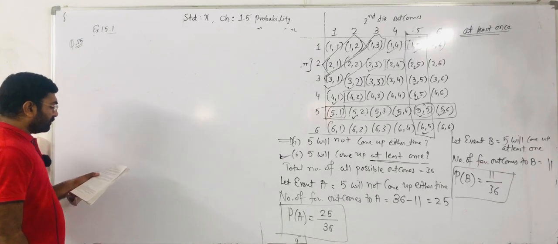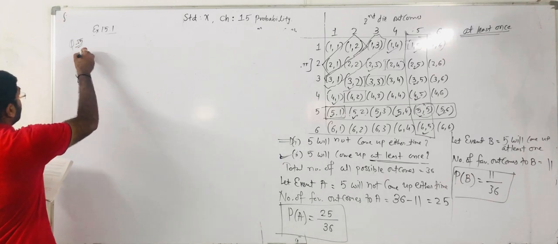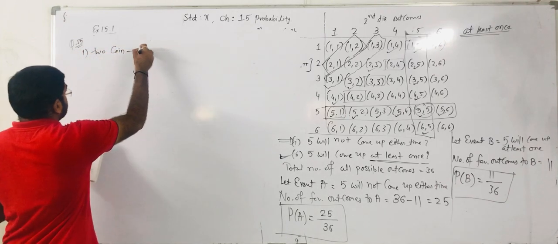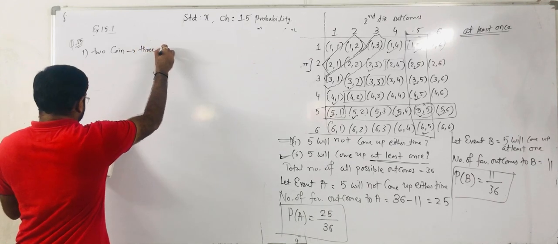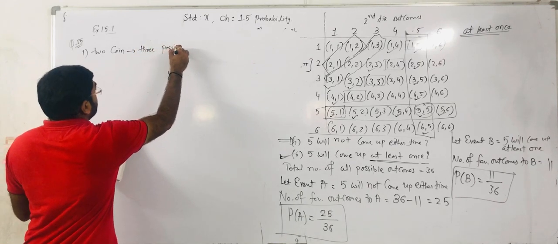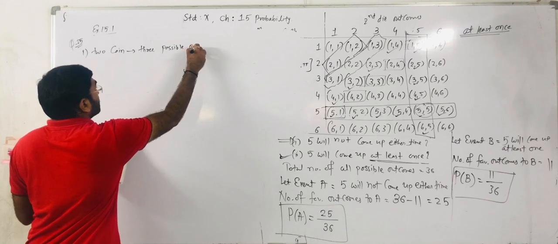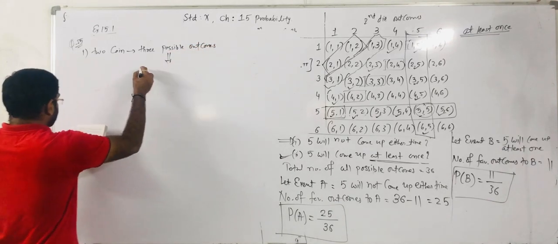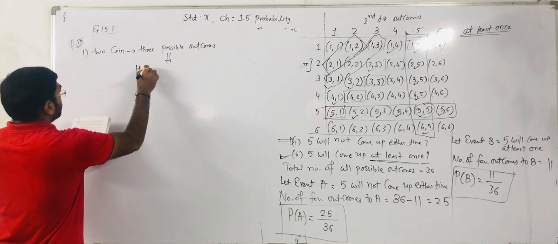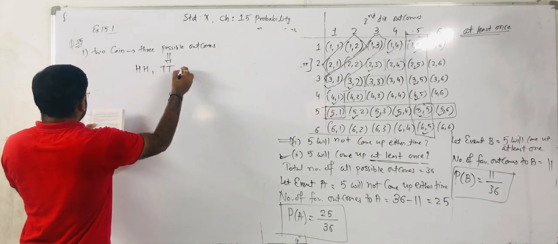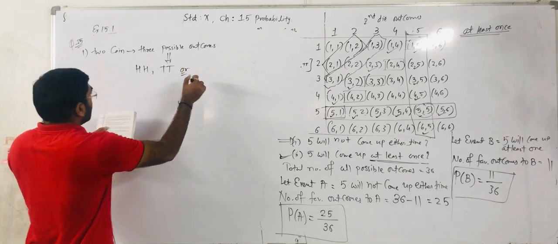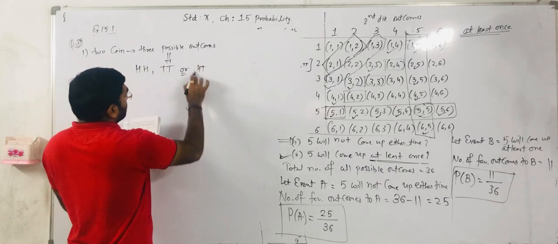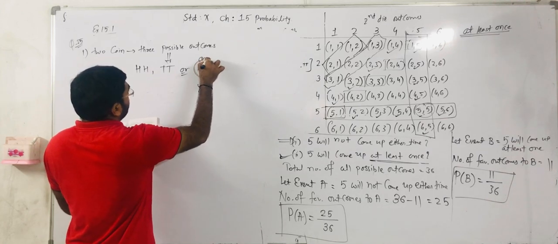there are 3 possible outcomes. As per the argument, if you toss 2 coins simultaneously, you get 3 possible outcomes. Which 3 possible outcomes do they give? 2 heads, 2 tails, and one of each. One of each means HT or TH.